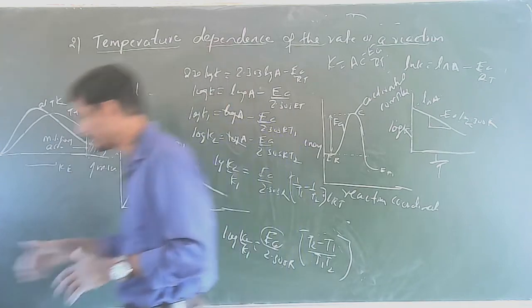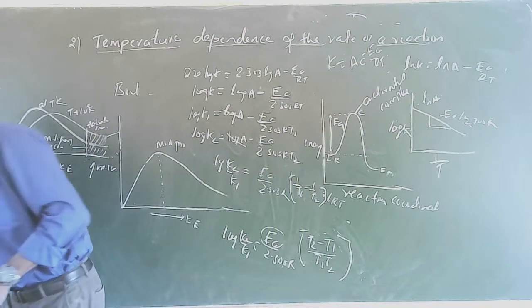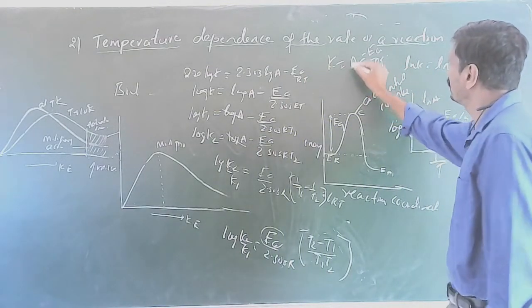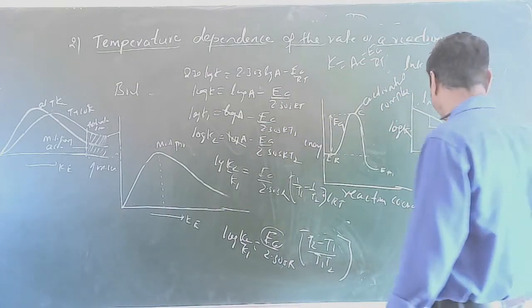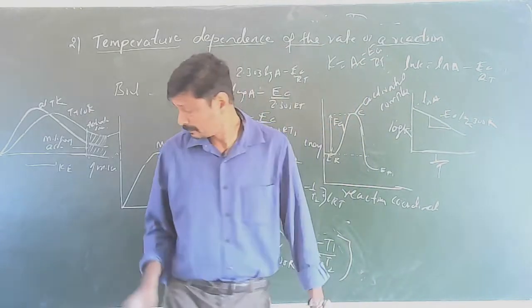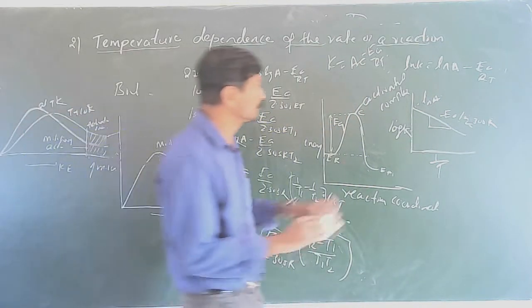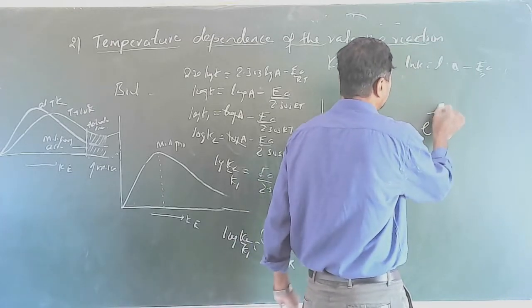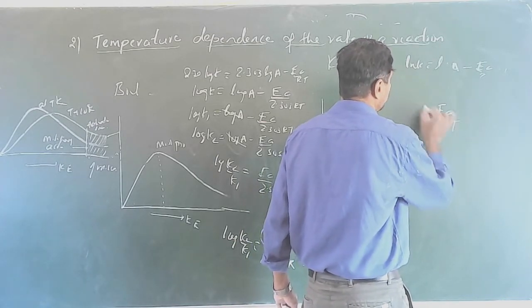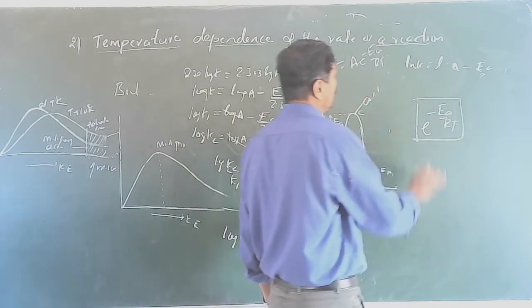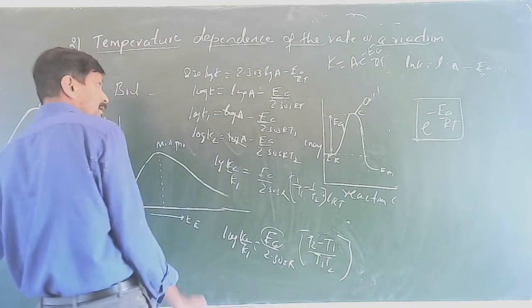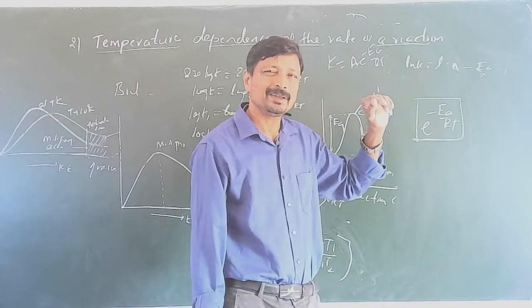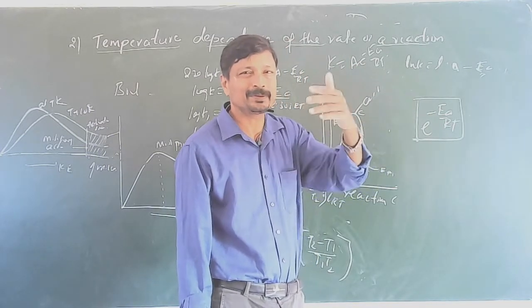In the Arrhenius equation, what does this show? In the Arrhenius equation, this e raised to minus EA by RT actually shows the fraction of the molecules. This A actually indicates the collision frequency. Collision frequency you are going to study later.